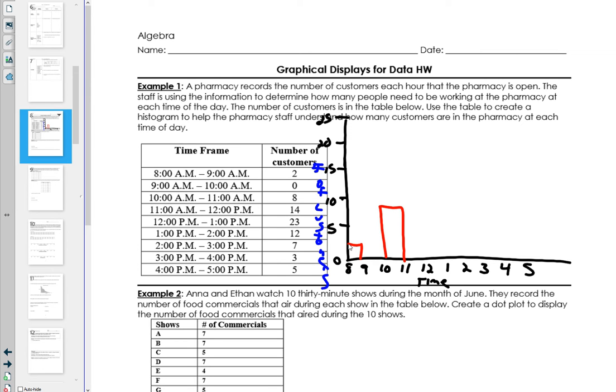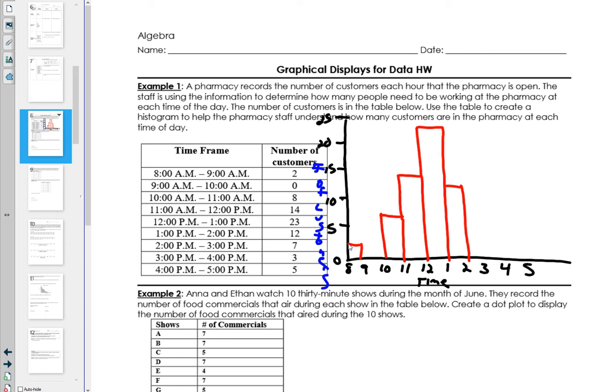How about from 11 to 12? 14, so things are picking up at that time. Like here. All right, how about from 12 to 1? 23, that is the highest one. So this bar is going to go way up. And then from 1 to 2, up to 12. So that's going to be in between the 10 and the 15, a little bit closer to 10. Doesn't have to be perfect, just not way off.